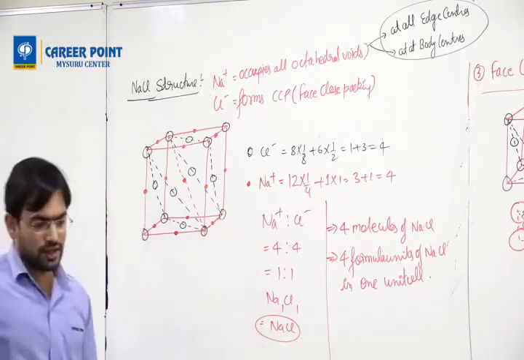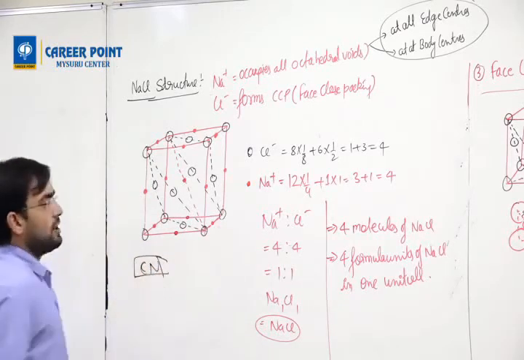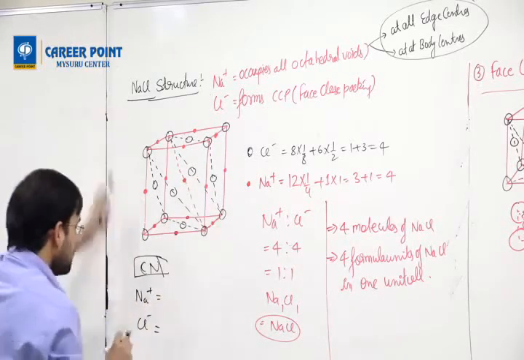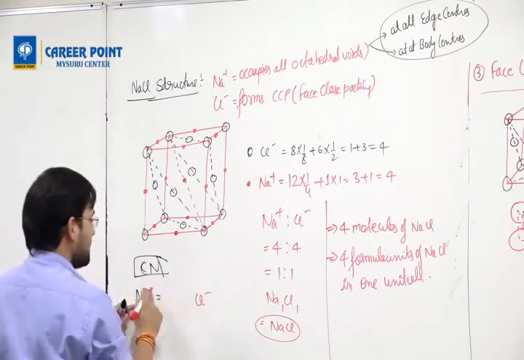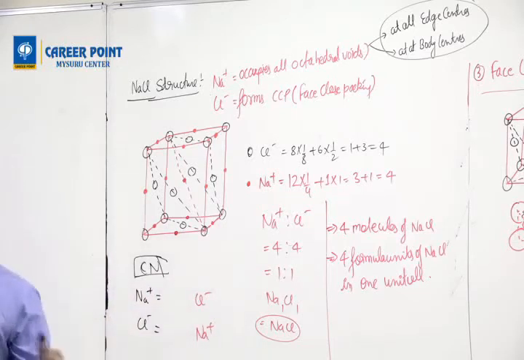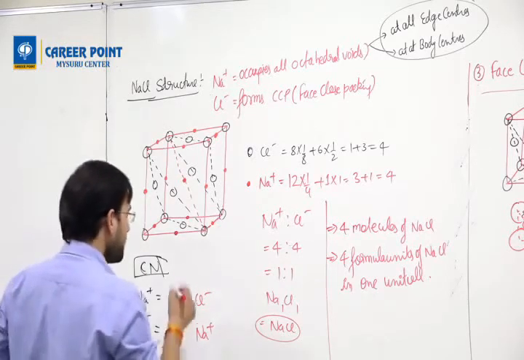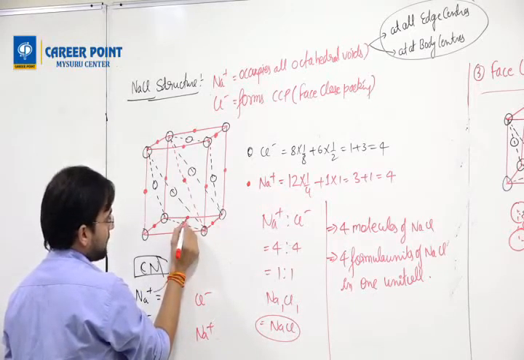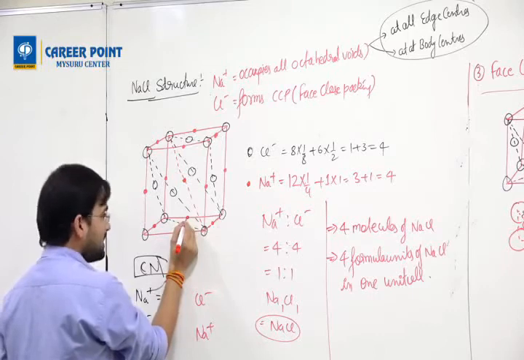Okay. So next point is called coordination number, the coordination number of Na plus and Cl minus. If you want to find the coordination number of Na plus, you should tell me how many Cl minus are surrounding Na plus. And if you want to find the Cl minus coordination number, then you should tell me how many Na plus are surrounding Cl minus at the same distance. So this is Cl minus, and this is touching. This is Na plus.